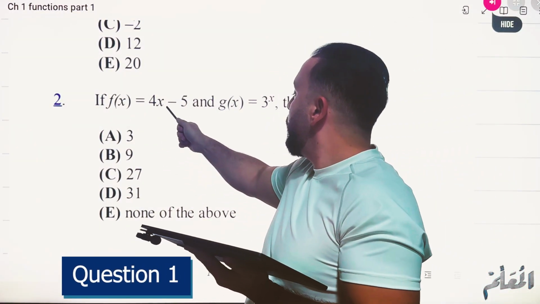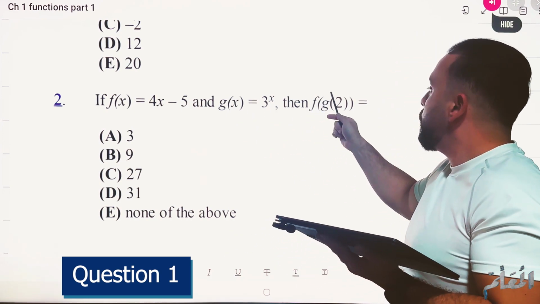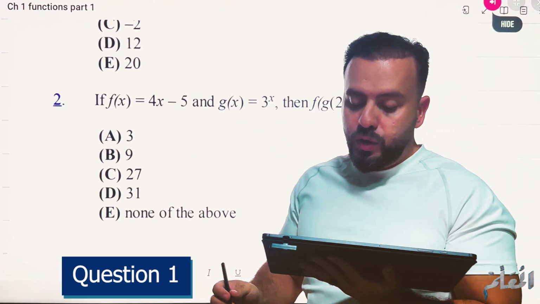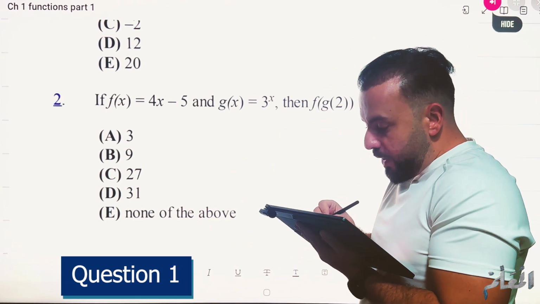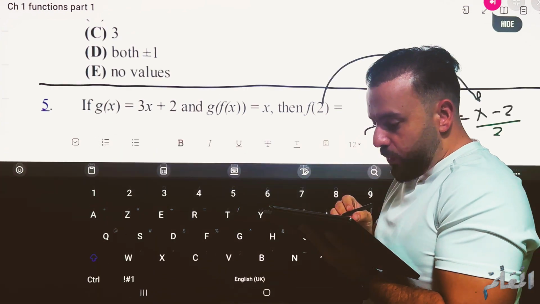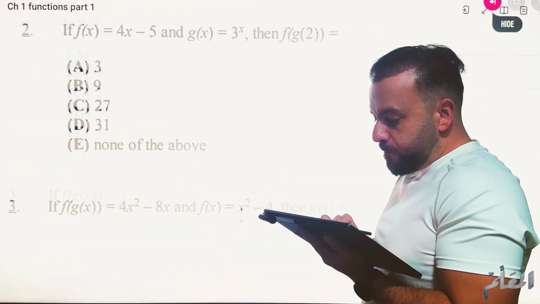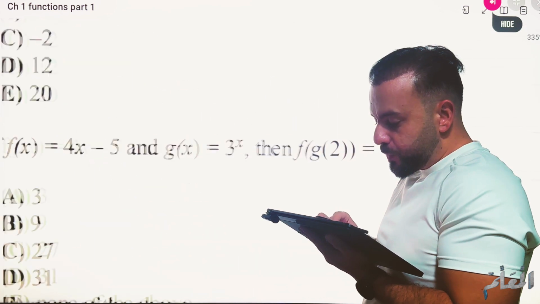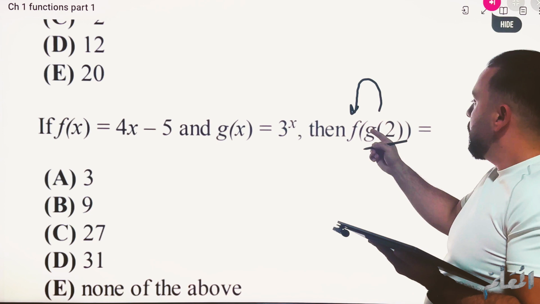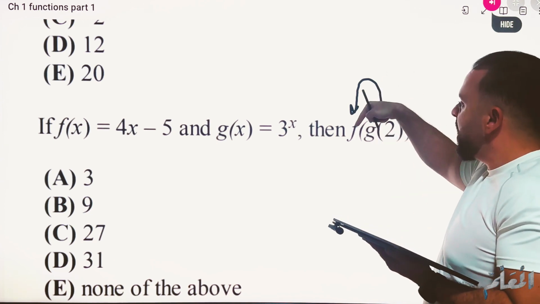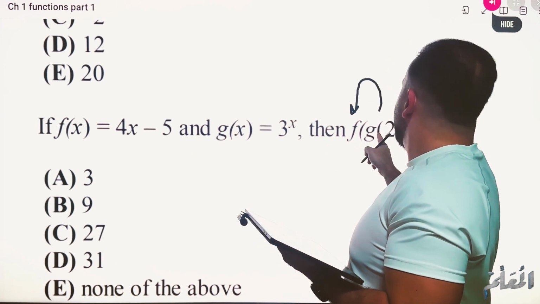If f of x is equal to 4x minus 5 and g of x is equal to 3 power x, then f of g of 2. We call this composite functions. It means I need to put the function g inside f. I want to evaluate f of g of 2. So put g of x inside f of x, and after that we can implement 2.